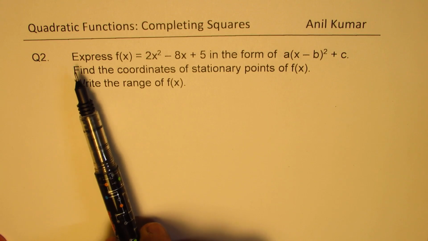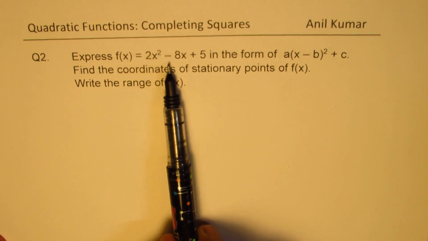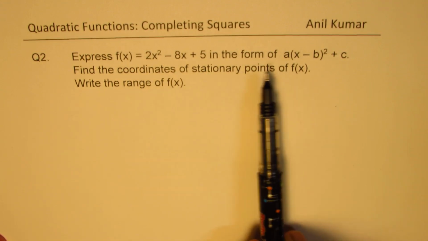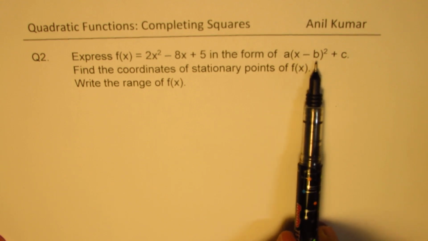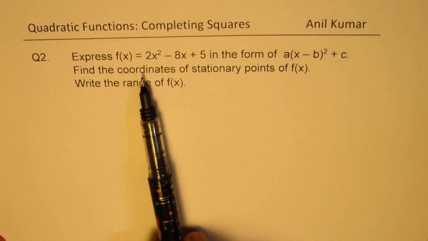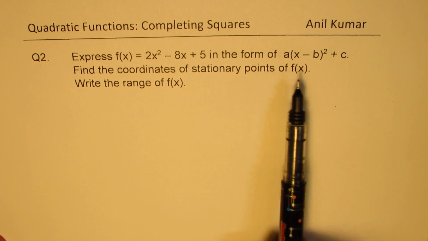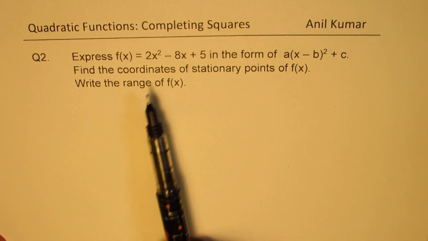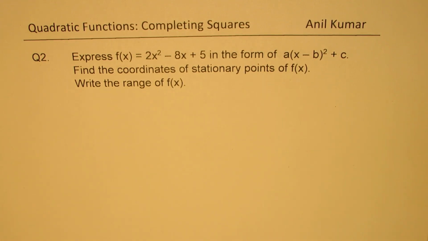Question number 2 is, express f of x equals 2x squared minus 8x plus 5 in the form a times x minus b squared plus c. Find the coordinates of the stationary point of f of x, and write the range of f of x. I'd like you to pause the video now, answer this question, and then look into my suggestions.